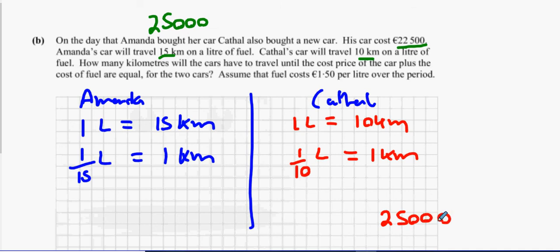2,500 euro. How many liters of petrol is 2,500? How many liters of petrol can we buy for that? How do we find that out? Divided by 1.5. 1 liter of petrol costs €1.50. Divide 2,500 euro by €1.50. That tells you how many liters you can afford.